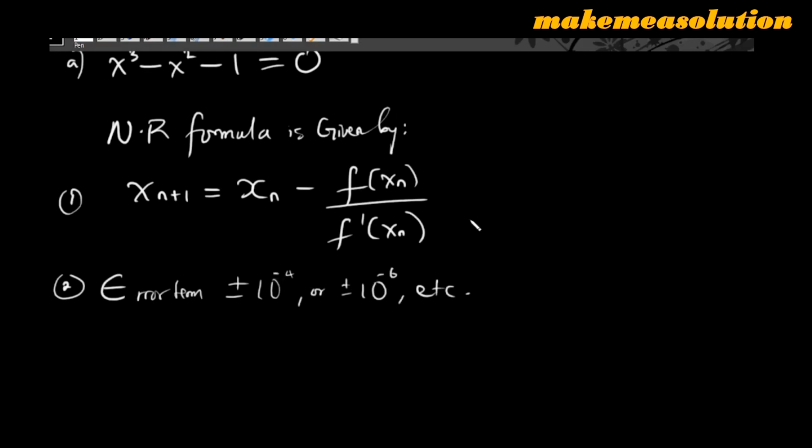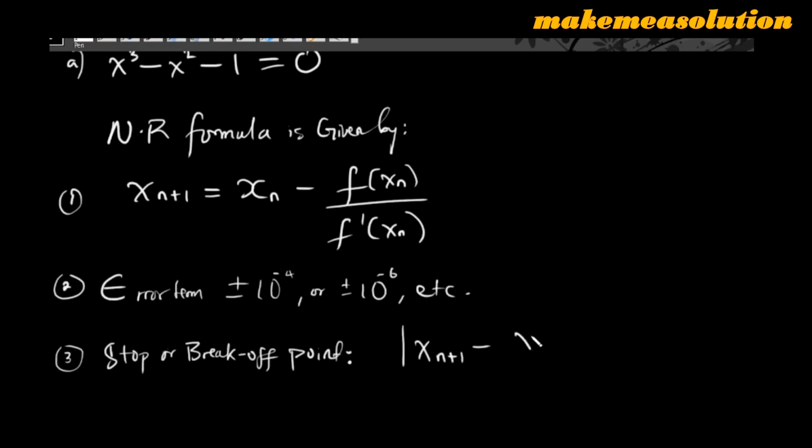Okay, so we have our Newton-Raphson's formula, then we have the error term, okay, and we now have the stop point where you stop or break off points. So the break off point of our Newton-Raphson's formula is when we get to a point such that the absolute value of the difference between xn plus 1 and xn is less than, or let me say equal to, our epsilon or our error value. Okay, so this is where you're going to stop iterating.